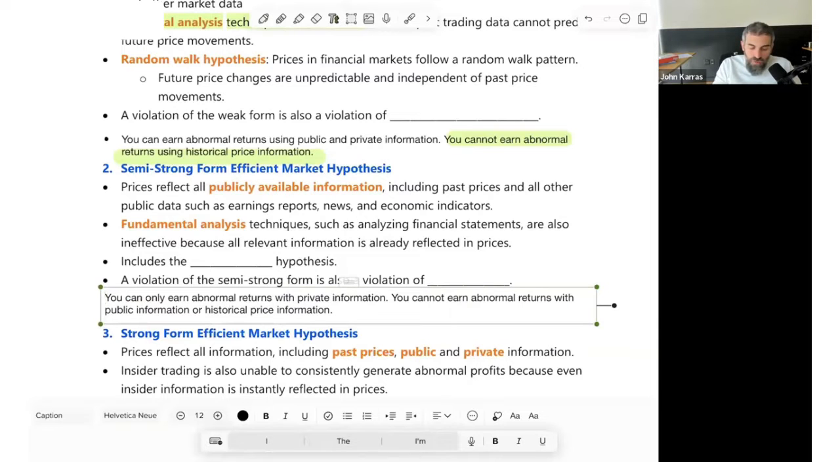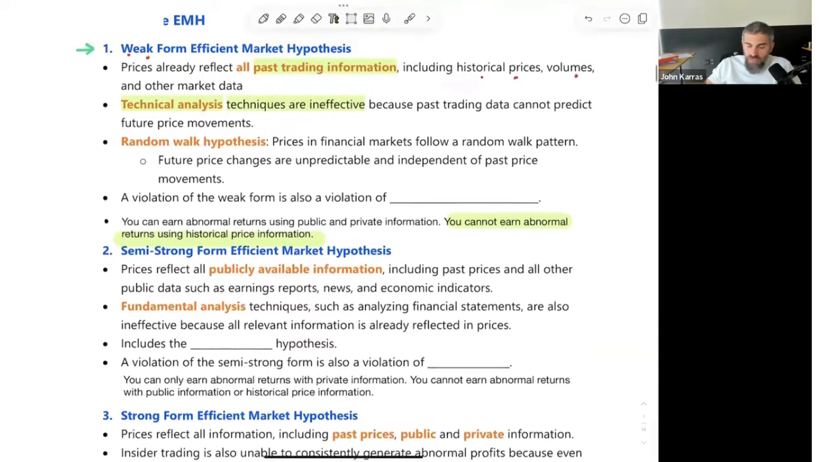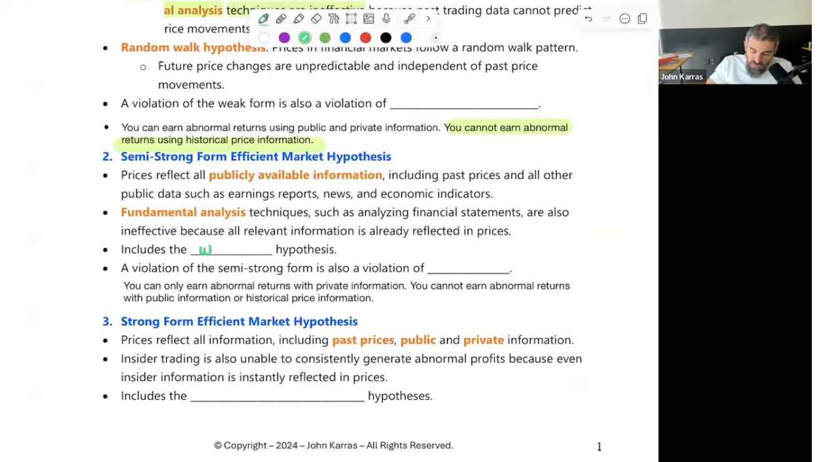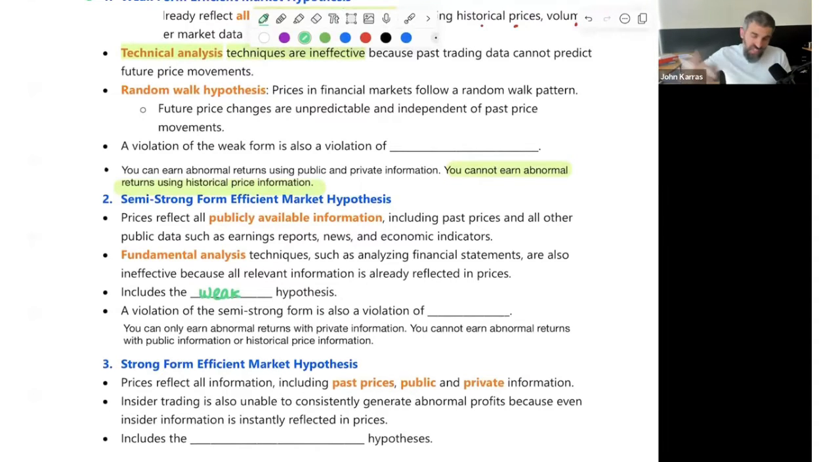So it's a little bit more strict than the previous one, basically, right? And you'll see that about each one of the levels. Each one of the levels is a little bit more strict than the level before. So people who believe in this think the only way that you can truly beat the market consistently is if you had private information. Any other type of information does not give you an advantage over anybody else. And so we say that the semi-strong form actually includes the weak form. So we can fill in this first blank here. It includes the weak form. It agrees with it and takes it a step further.